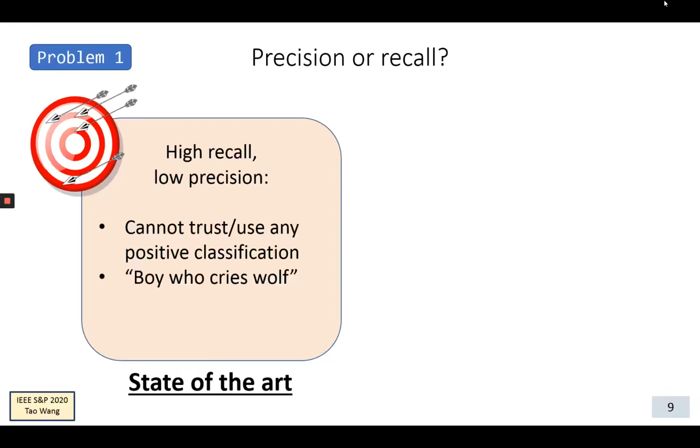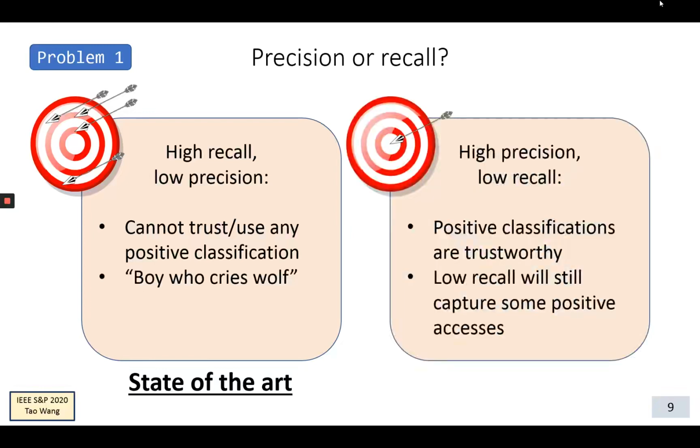The boy who cries wolf achieves 100% recall because when the wolf comes, he does actually cry wolf, but his precision is so low that his positive classifications are meaningless. Everybody's going to ignore the positive classifications, so such a high recall, low precision classifier gets eaten by the wolf. And similarly in website fingerprinting, we can't use any of these positive classifications.